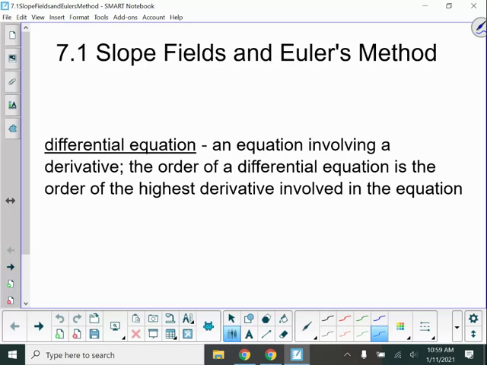So first we have here, a differential equation is an equation involving a derivative. The order of a differential equation is the order of the highest derivative involved in the equation. So this chapter 7, this is really where we're going to start looking at antiderivatives without finding area under a curve. We're actually going to be doing anti-differentiation. So we're going to be thinking backwards, thinking about what the original equation could have been.